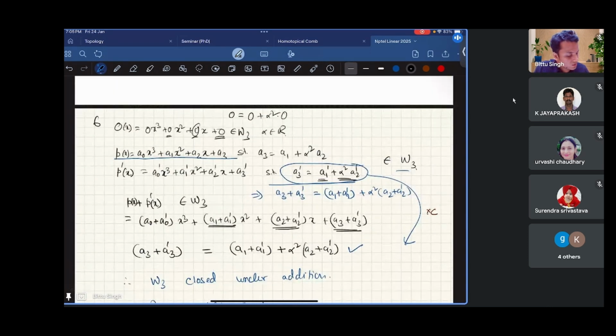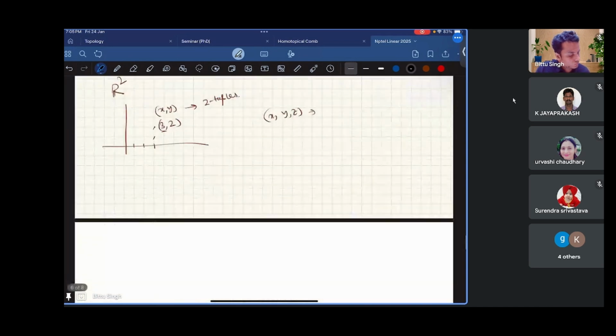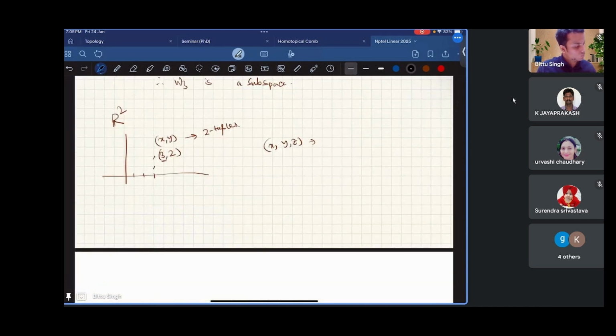So it is question number 7. I think it was 6. So question number 7, option C. Here W3 is given, the subset is given as (a1, a2, ..., an), n-tuples of F^n.